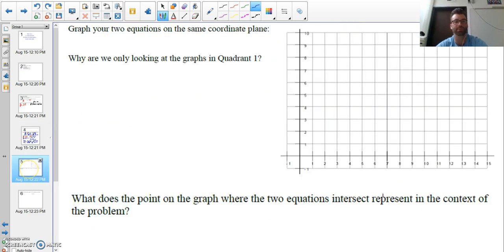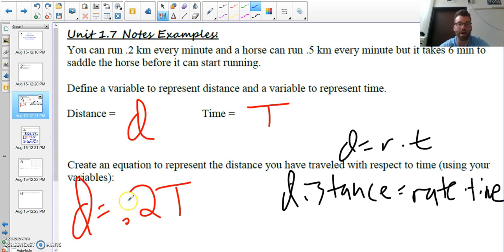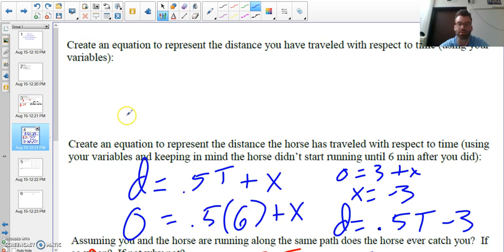So the next portion here asks us to graph our two equations on the same coordinate plane. So think of d as your y and t as your x. Think of y equals mx plus b. So why don't you graph those two? I'm going to keep my distance in one color. I'll use red, and the horse's in blue. So go ahead and do that. Pause the video and go.